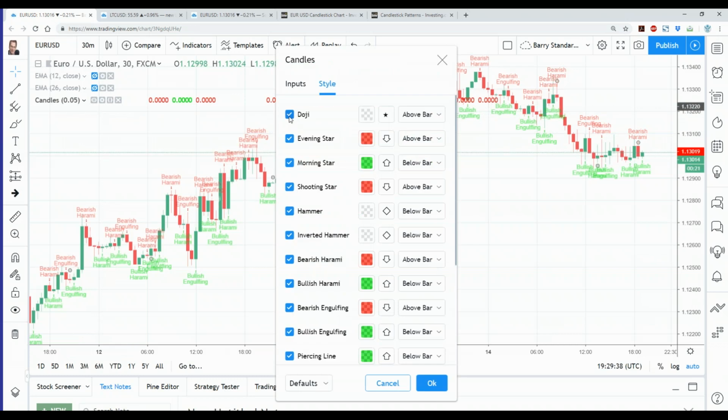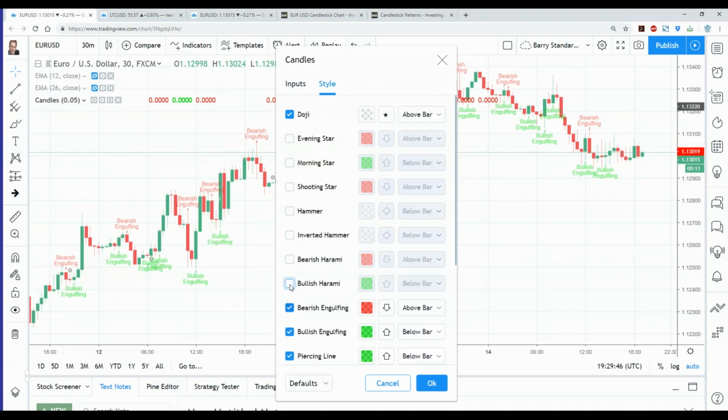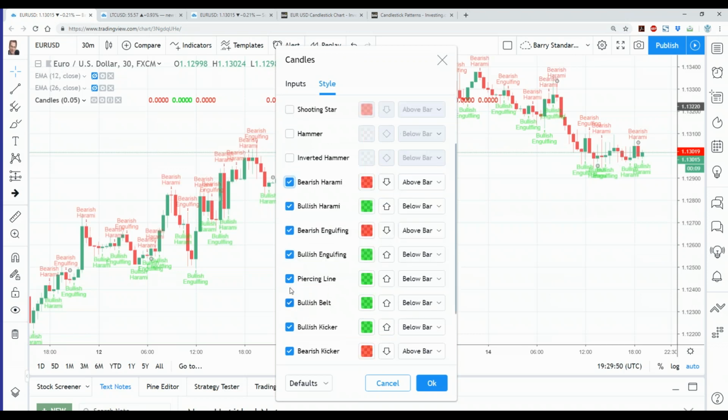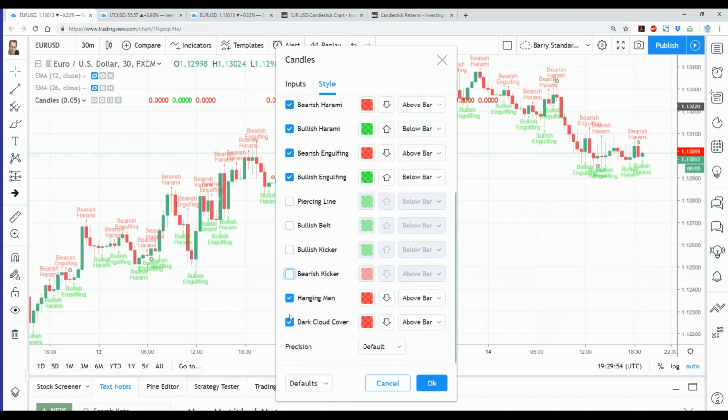So you don't want to see evening star, morning star, shooting star. You decide which one's important to you. And so we want to leave on Haramis. I want to leave on the bullish and the bearish engulfing. I don't care about piercing lines and bullish belts and bullish. And we're just going to turn them off. We don't care about hanging mans and dark.